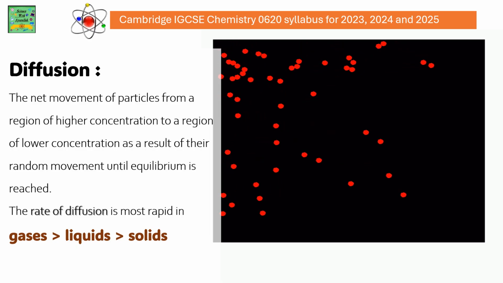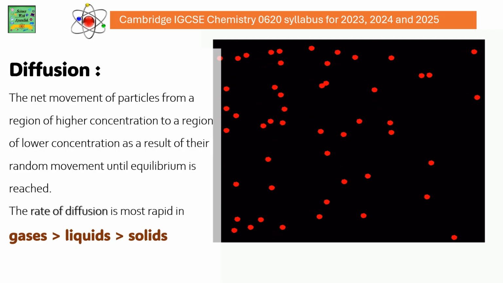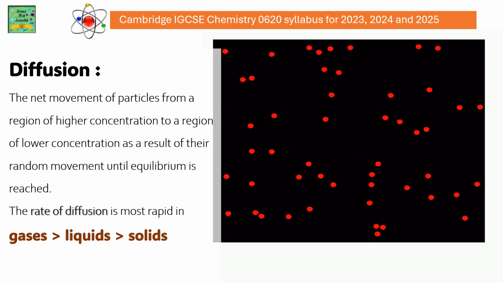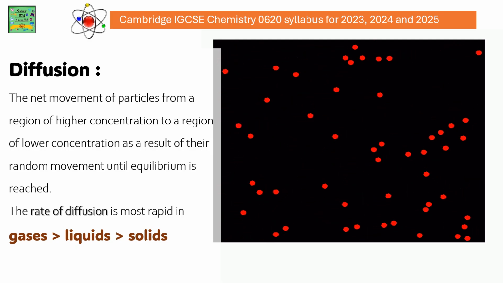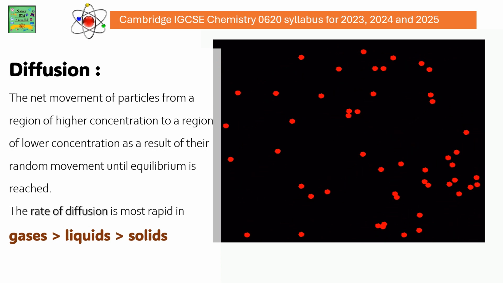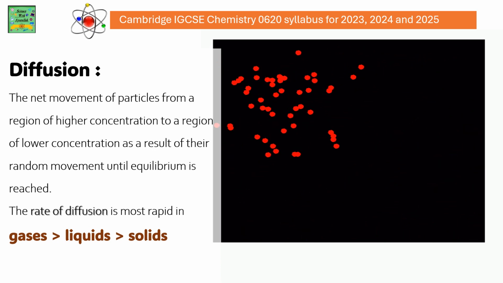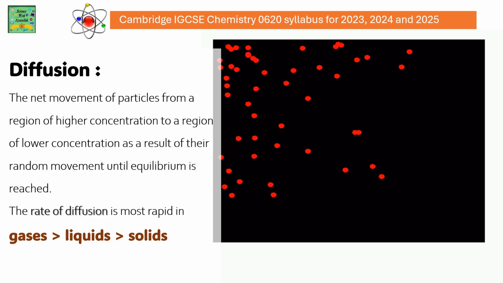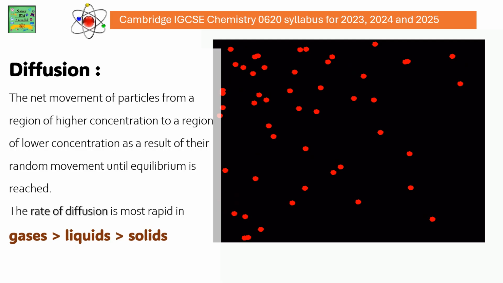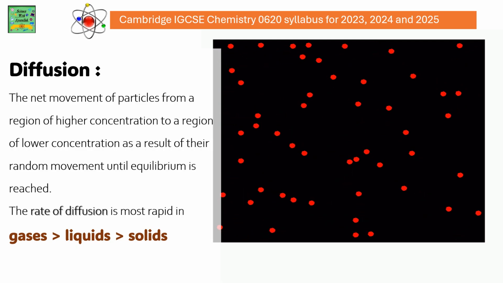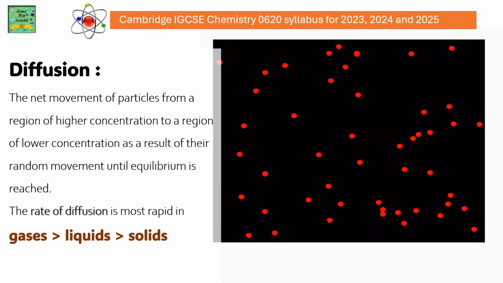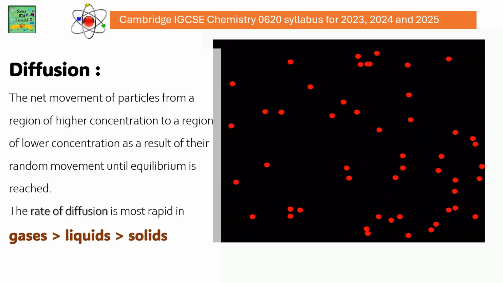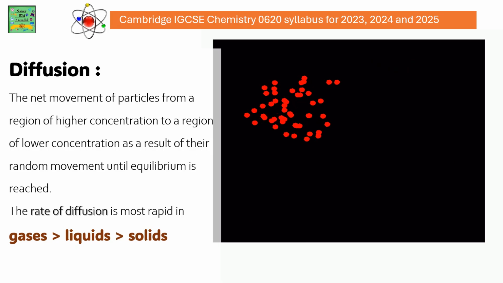Diffusion. Diffusion is the process by which different fluids mix as a result of the random motions of their particles. The main idea involved in diffusion is that particles move from a region of higher concentration towards a region of lower concentration. Eventually, the particles are evenly spread. The concentration is the same throughout.